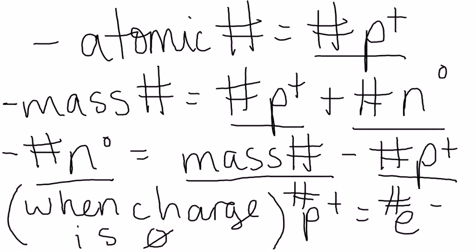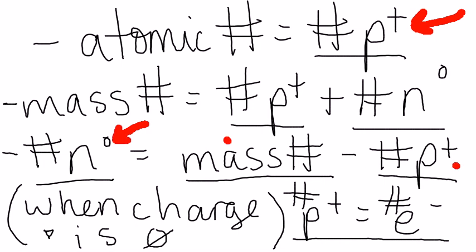Lastly, for electrons, we know that when charge is 0, the number of protons is equivalent to the number of electrons. So there it is. You can figure out protons by looking at atomic number. You can figure out neutrons by looking at mass number and number of protons. And lastly, you can figure out the number of electrons by noticing that when you have a charge of 0, electrons and protons are equivalent.